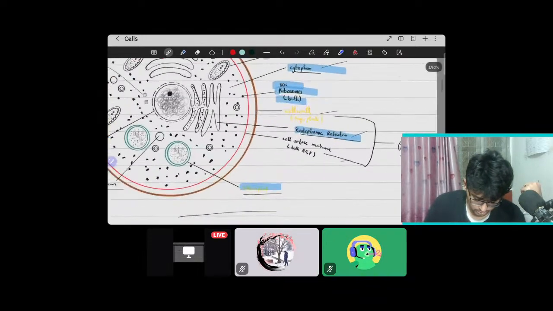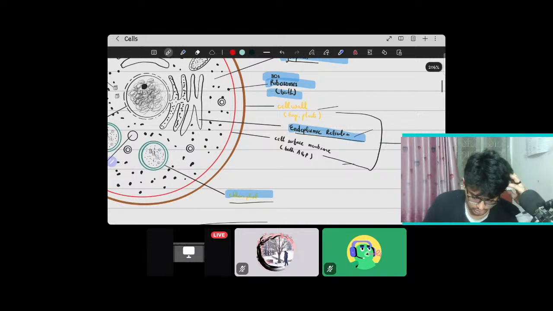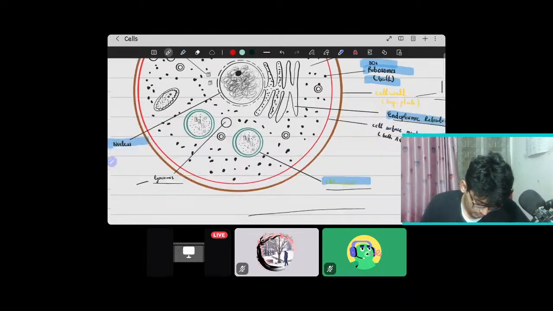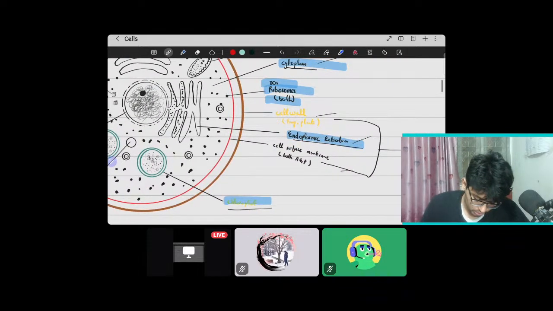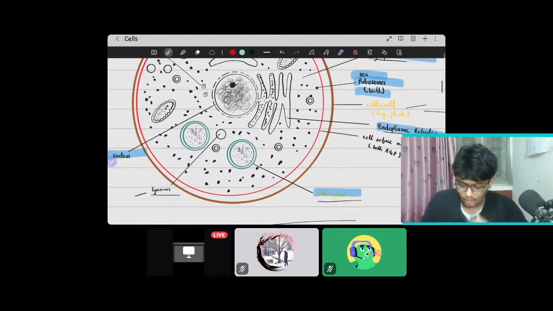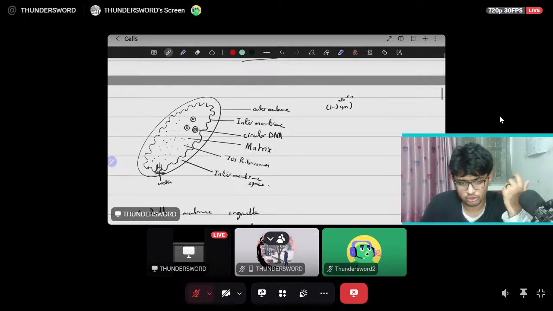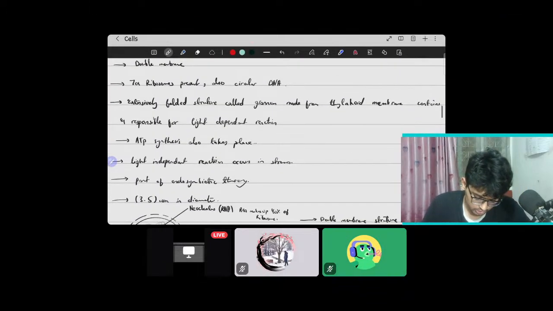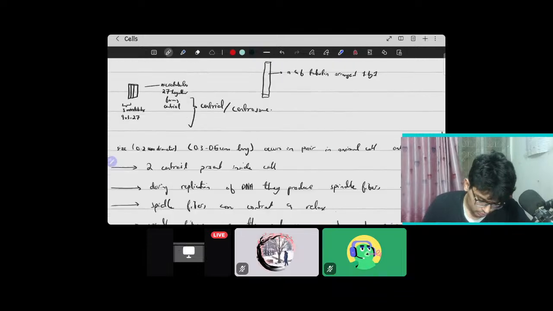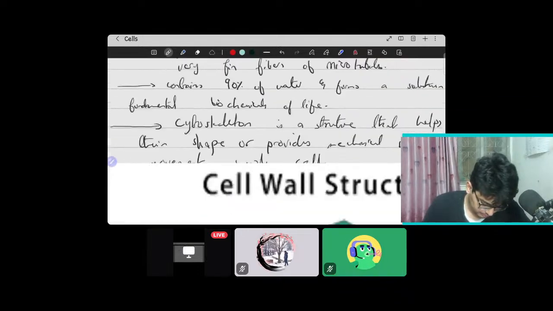What we were left with was the cell membrane, which I said is going to be the next chapter, in which I explain cell membranes, the processes they go through, their importance, and their structure. Anyways, we were left with lysosomes, cell wall, and some other components. So let's go with the cell wall.